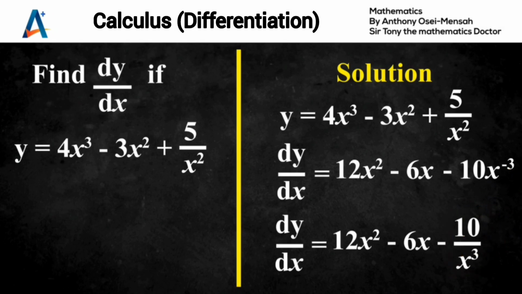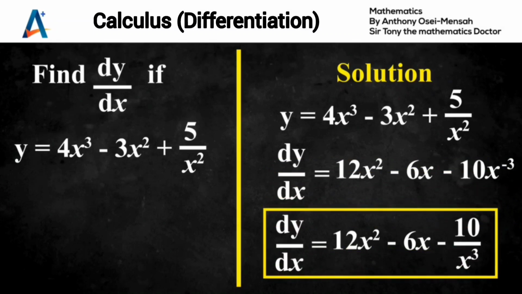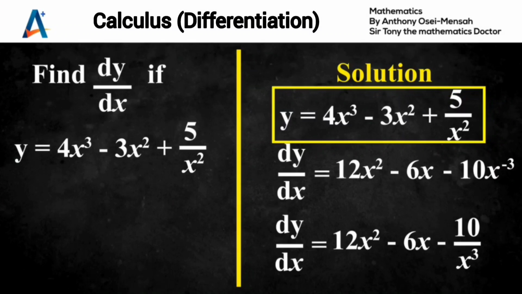So in effect, the final answer for the differentiation will be dy dx is equal to 12x squared minus 6x minus 10 all over x cubed. And that is the final answer for this particular function when you differentiate it.